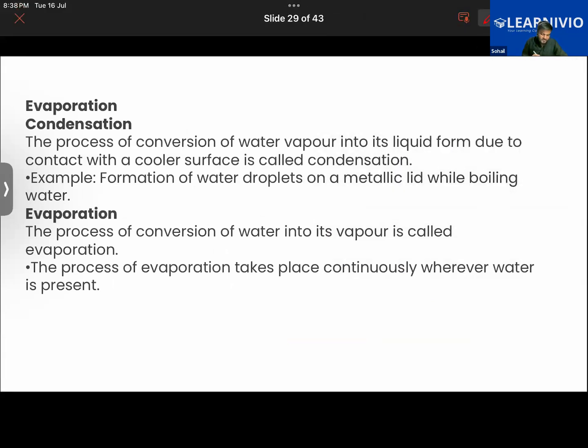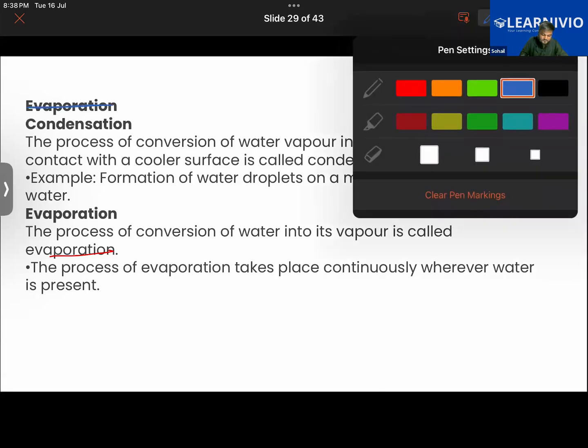First of all, now read the first paragraph. Hana, you read the first paragraph. Condensation.